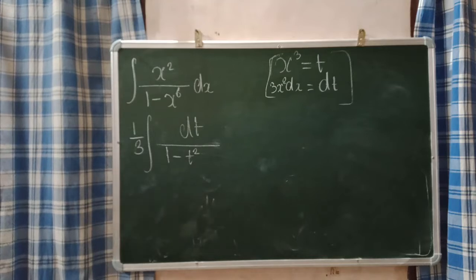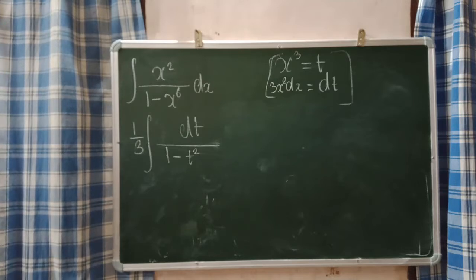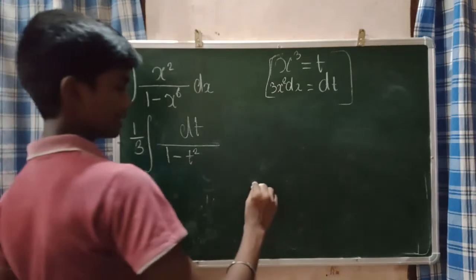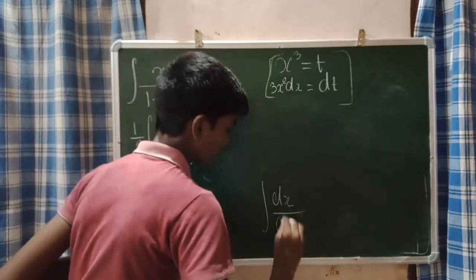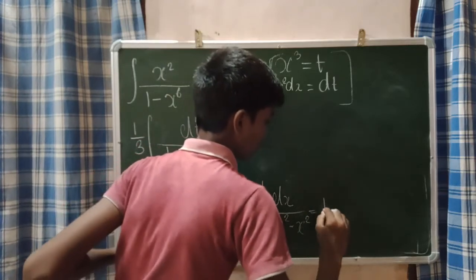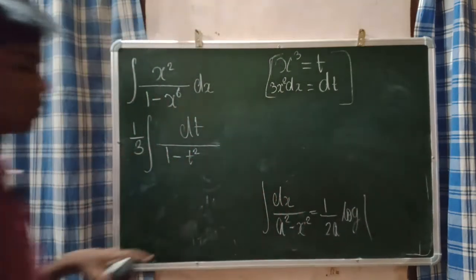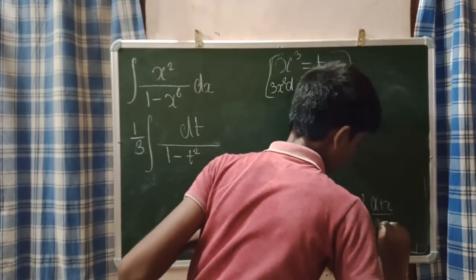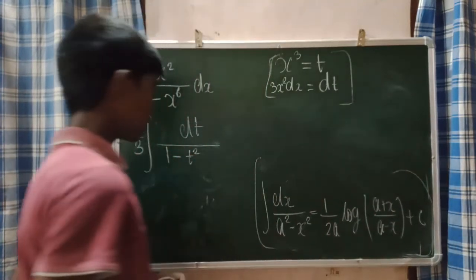Now after this, what you are going to do matters a lot, guys. I'm going to use a standard integration. What is the standard integration? Integral of dx divided by a square minus x square is equal to 1 by 2a into log of a plus x divided by a minus x plus some constant. This is a standard integration formula that I am going to apply here.